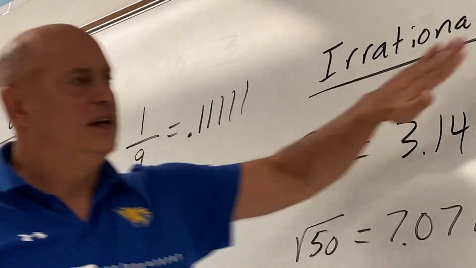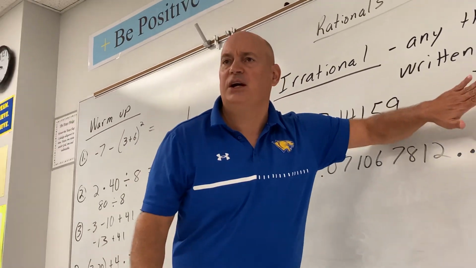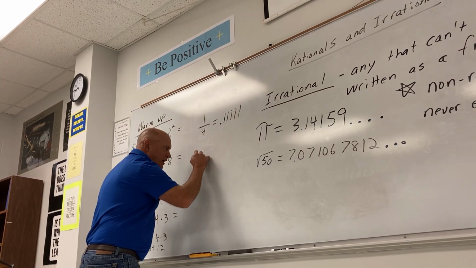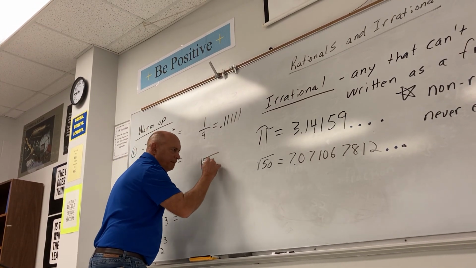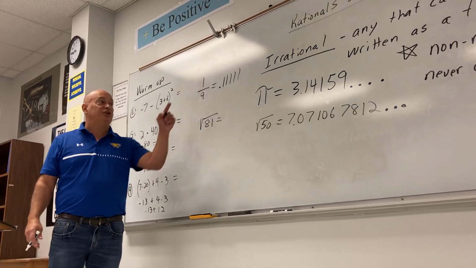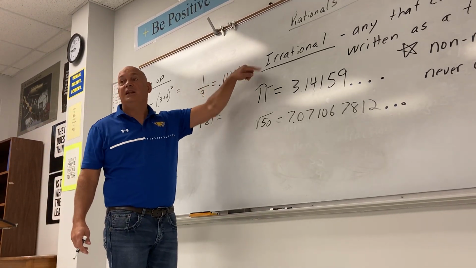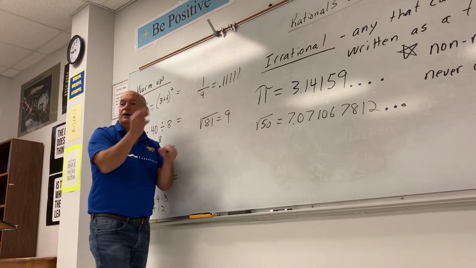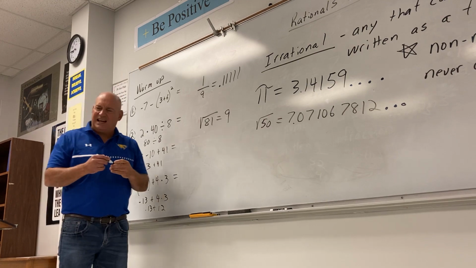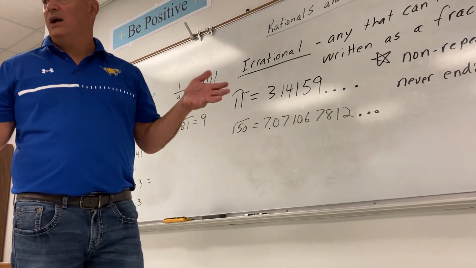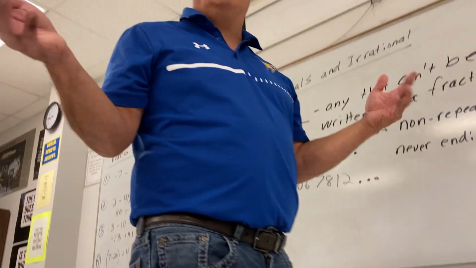Irrationals never repeat, never end. All right, let's talk about another one. Square root of 81. It's 9. Is that rational or irrational? Rational. That would go in the rational column because the square root of 81 is 9. Are you with me? Good, so the calculator is going to be a great tool to help you figure out what is rational, what's irrational.